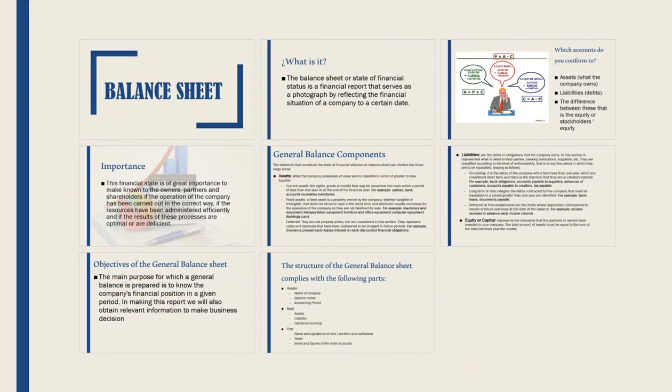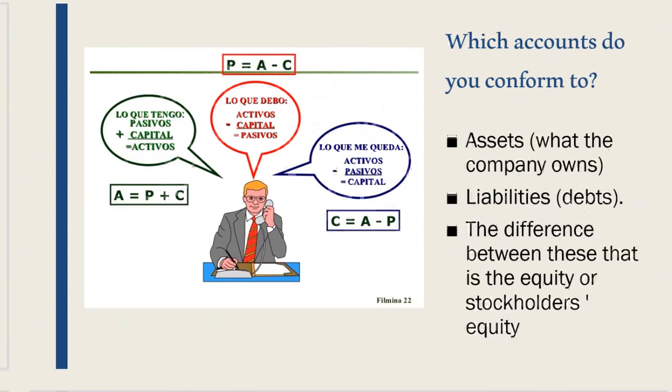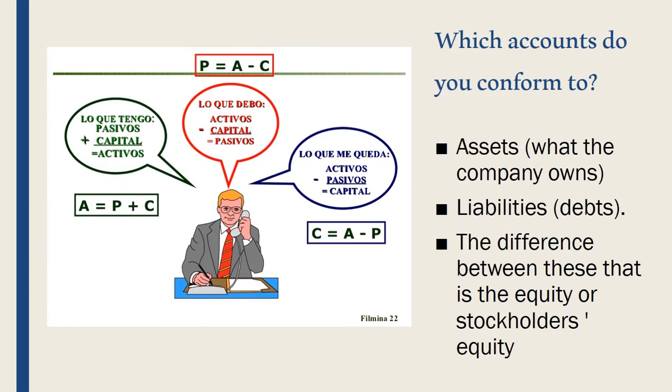You wonder what is it? The balance sheet, or state of financial status, is a financial report that serves as a photograph by reflecting the financial situation of a company to a certain date. Which accounts does it conform to? Assets, what the company owns. Number two, liabilities, debts. Number three, the difference between these, which is the equity or stockholders' equity.